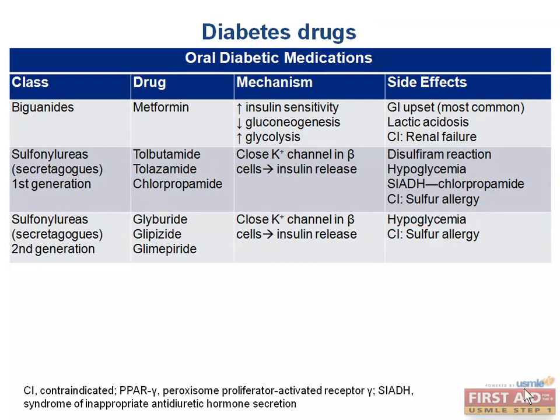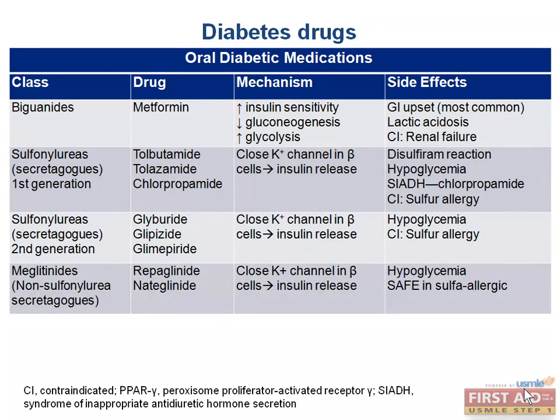Now we mentioned that these drugs are not to be used in people with sulfur allergies, but there is another option. We have non-sulfonylurea secretagogues, meaning that they act in the same manner as the ones described above, but they do not have a sulfur group. These are the meglitinides and include repaglinide and nateglinide.